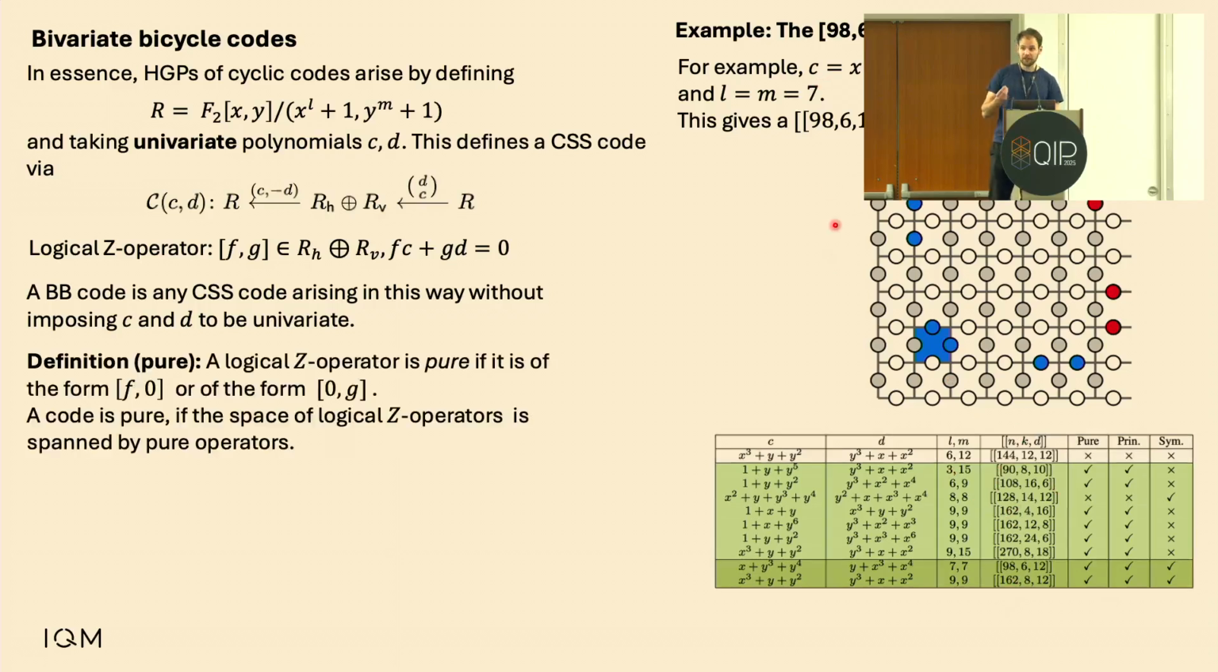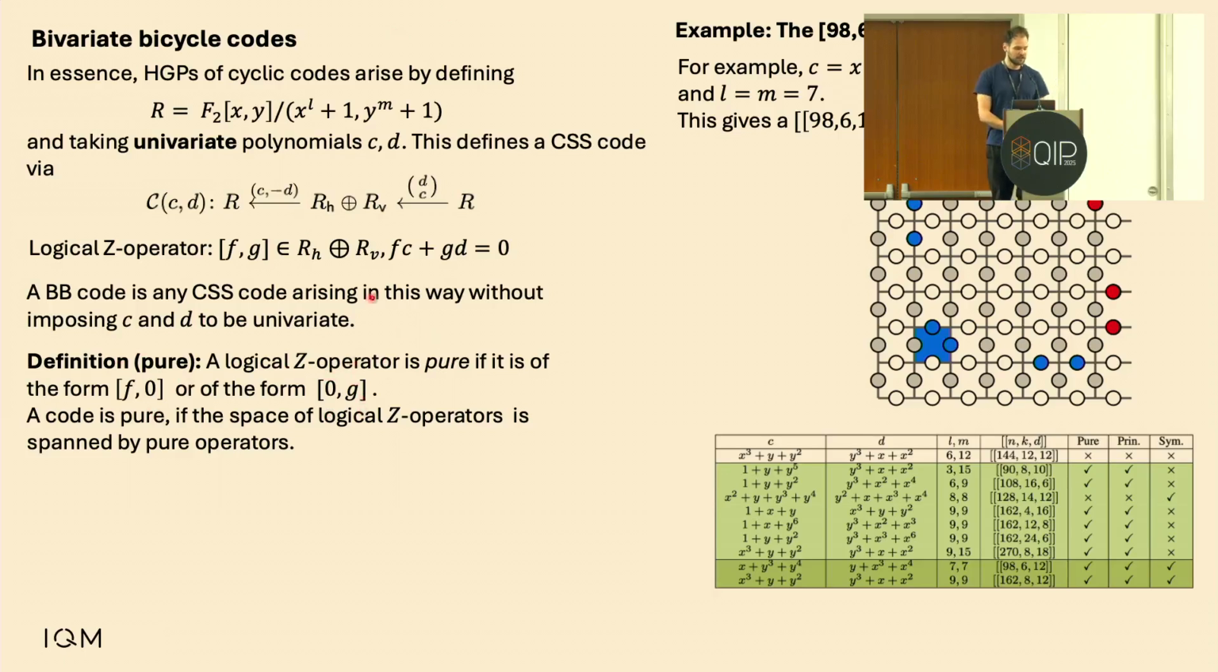And we want to now try to rescue as much as we can from the structure of the logical operators that came very naturally in the product case, okay? And one thing that we saw is that the space of logical Z operators was spanned only by vertical or only horizontal logical operators. So only supported on horizontal or only on vertical qubits. And algebraically, that meant it's of the form (f, 0) or (0, g).